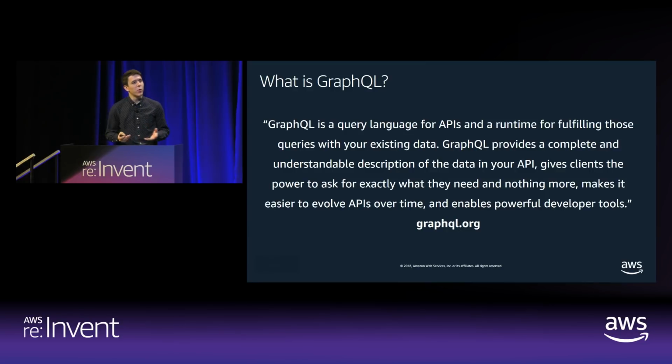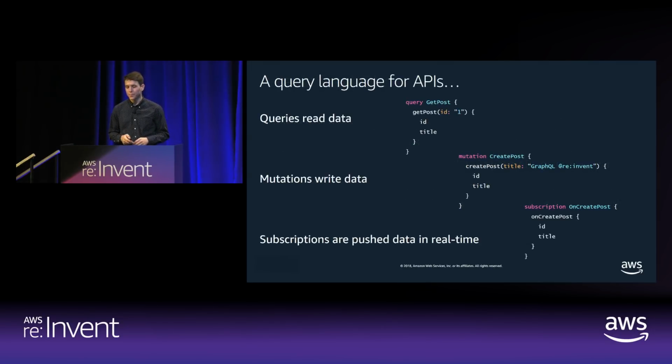So something else that's really important in this whole conversation is a new technology called GraphQL. This is the definition of GraphQL from graphql.org. So GraphQL is a query language for APIs and a runtime for fulfilling those queries with your existing data. GraphQL provides a complete and understandable description of the data in your API. It gives clients the power to ask for exactly what they need and nothing more, makes it easier to evolve APIs over time, and it enables powerful developer tools. So I'm just going to quickly jump into this, and we'll go into this in more detail.